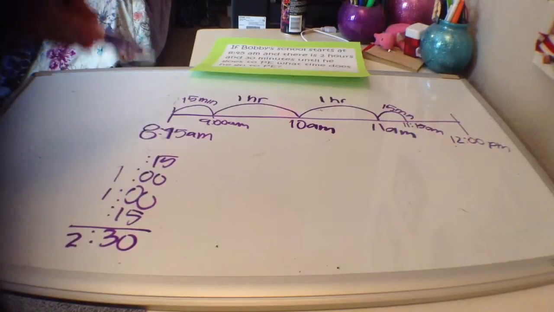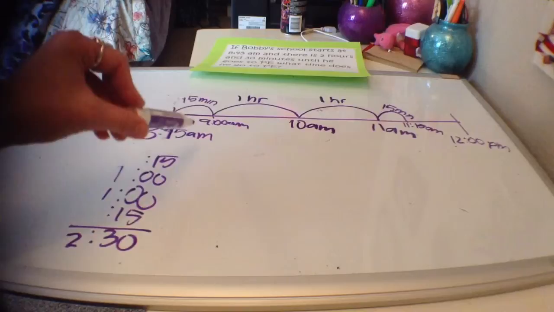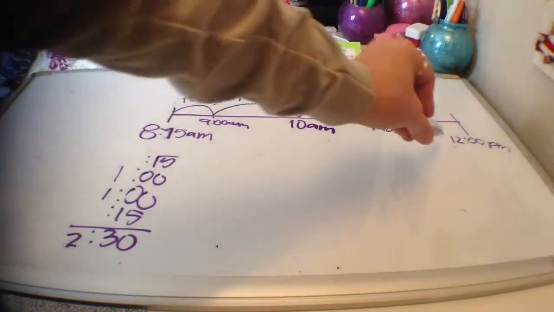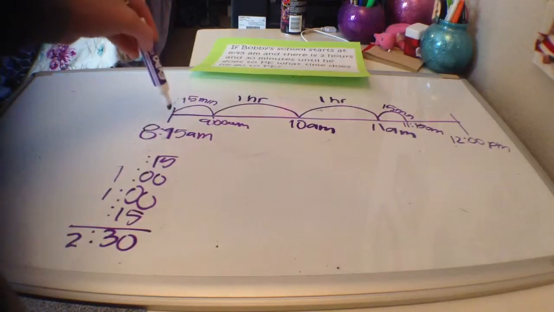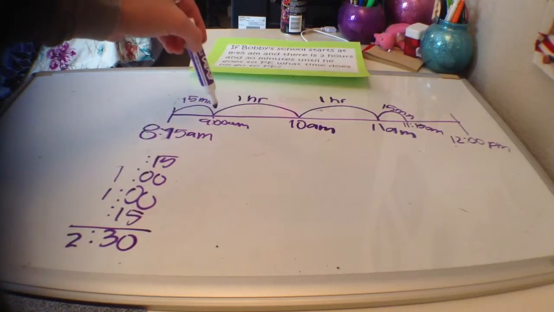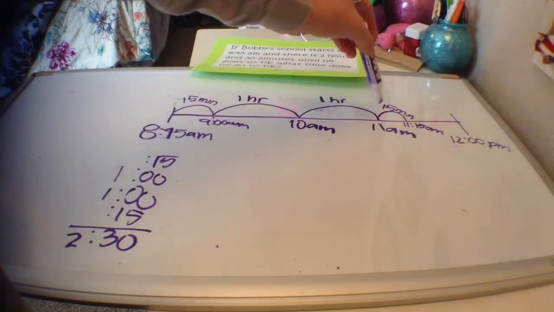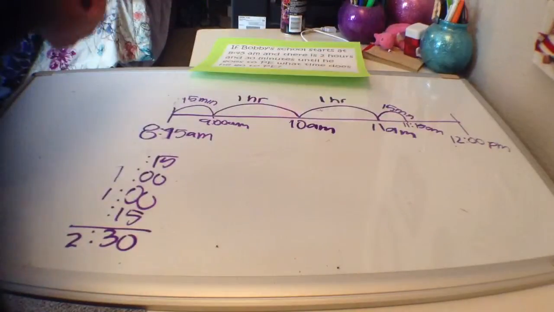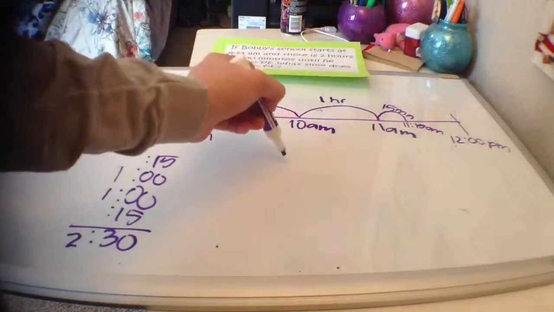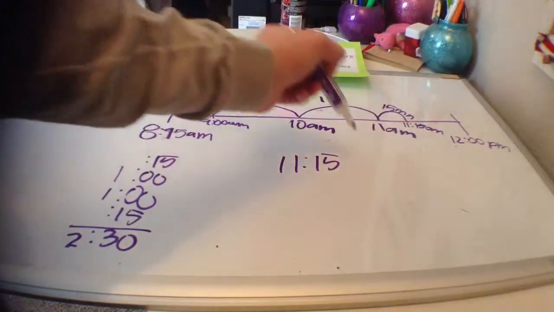So if he gets to school at 8:45, in 2 hours and 30 minutes when he goes to PE, it will be 11:15. So starting at 8:45, we did a 15-minute jump to 9, a 1-hour jump to 10, another 1-hour jump to 11 a.m., and then a 15-minute jump to 11:15. Meaning he will be going to PE at 11:15.